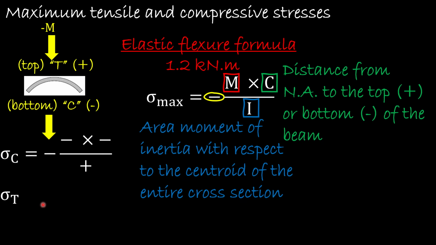Same thing for tension. Tension in here, negative moment. And at the top, the tension happened. The top is positive y-axis. That's what we have in here, divided by positive. So negative times positive is negative. Negative divided by positive is negative. Negative times negative will give you positive. So positive normal stress is tension. That is why we have this negative value.